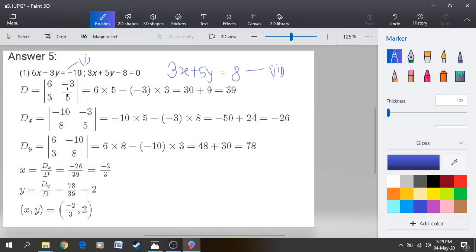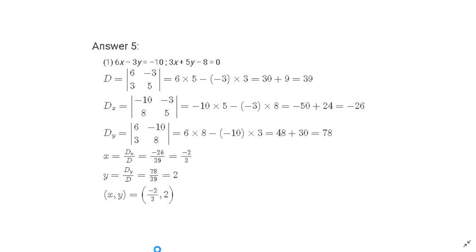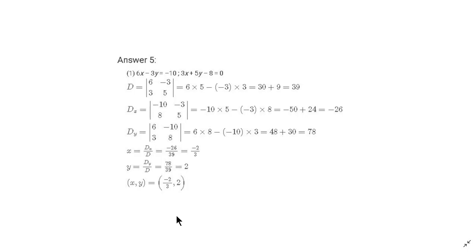What is the determinant value? 6 into 5 minus 3 into 3. This is the value of every determinant. Then step number 3 is find the x and y. X is equal to Dx upon D, which is 26 upon 39, which is minus 2 by 3, and 78 upon 39, which is 2. Okay, so this is our first.